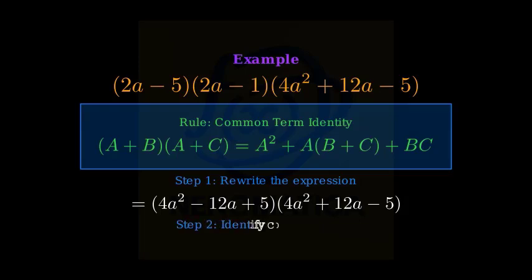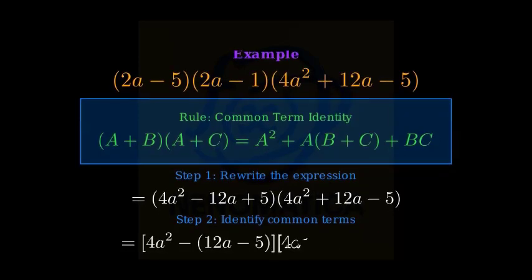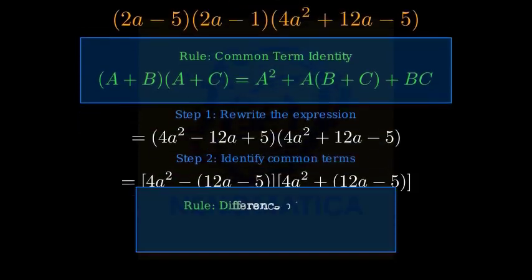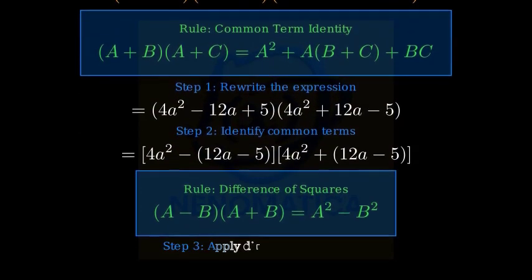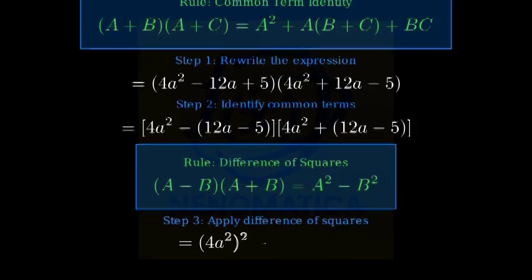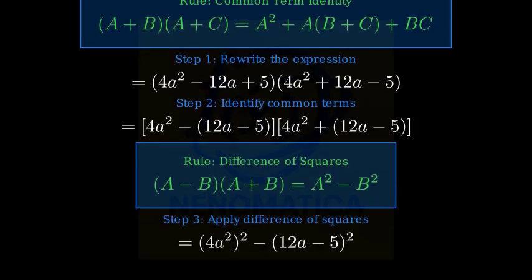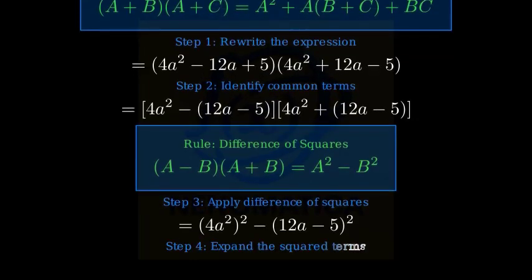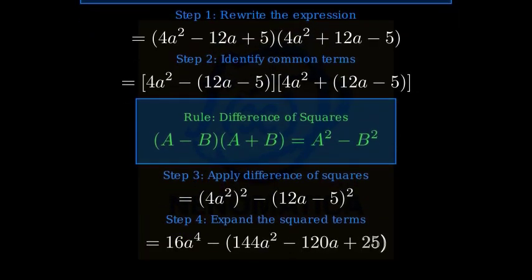For the second step, we'll rewrite this to make the common term easier to see. We can express this as 4 squared minus the quantity 12 minus 5 times 4 squared plus the quantity 12 minus 5. For step 3, we can now apply the identity for the difference of squares. This gives us the square of 4 squared minus the square of 12 minus 5. For step 4, we'll expand these terms. The square of 4 squared gives us 16a to the 4th.